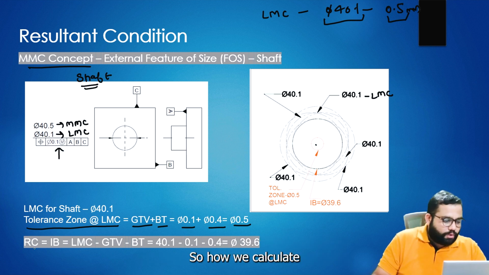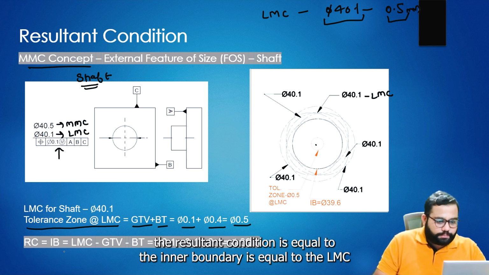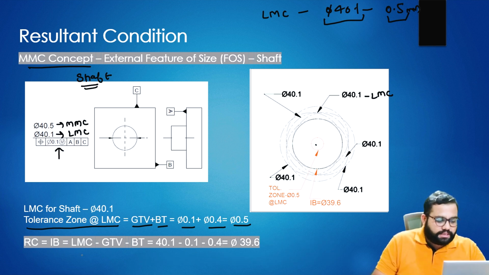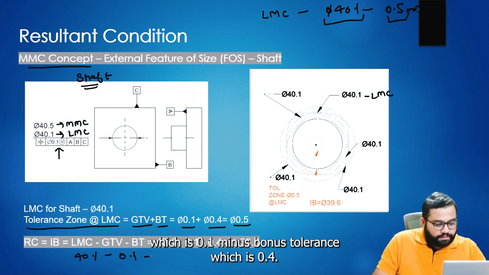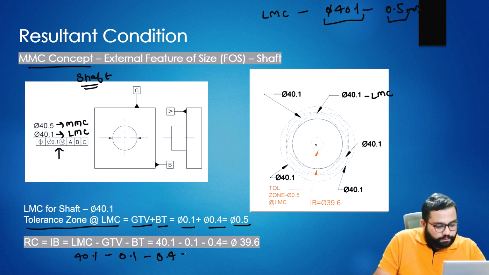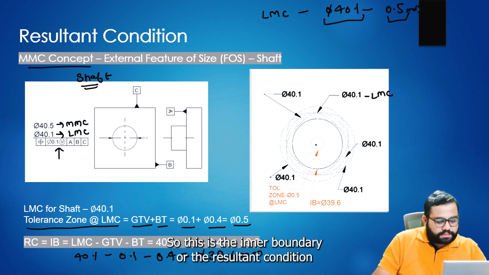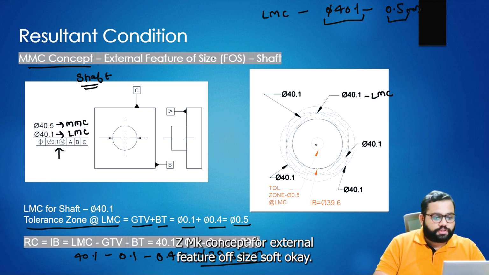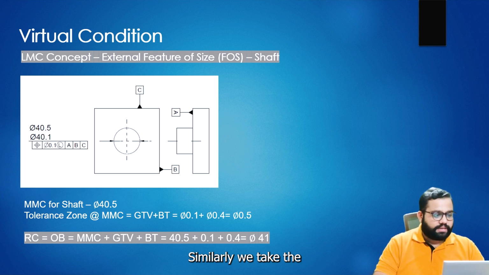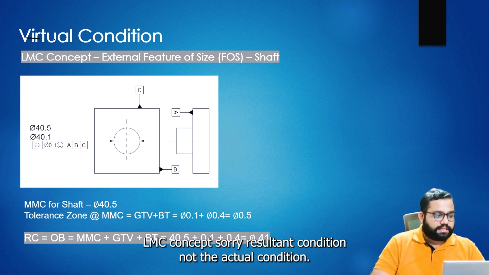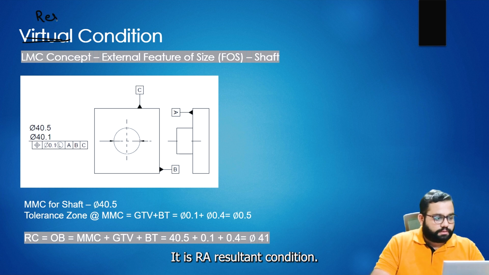So how do we calculate it? The resultant condition is equal to the inner boundary, which is equal to the LMC, 40.1, minus the geometric tolerance value, 0.1, minus the bonus tolerance, 0.4. So we get dia 39.6 mm. This is the inner boundary, or the resultant condition, at the MMC concept for the external feature of size, the shaft. Similarly, we take the LMC concept. It is the resultant condition, not the virtual condition, that we are calculating.